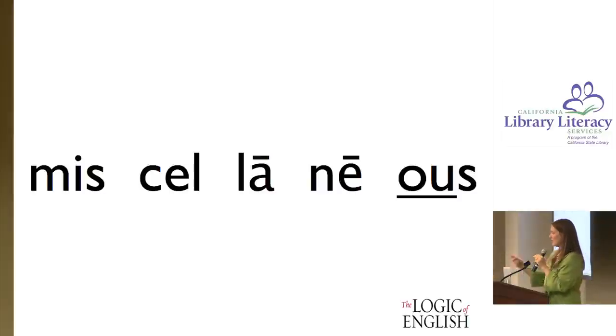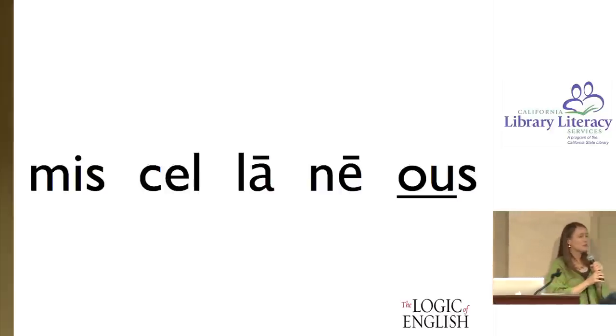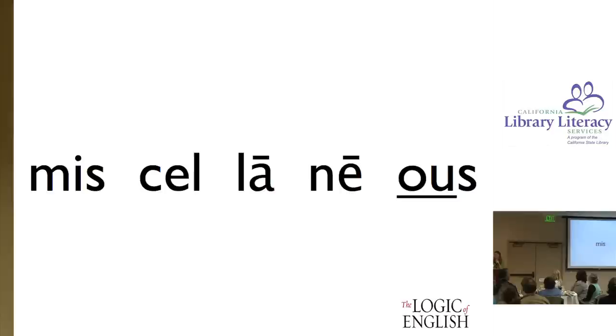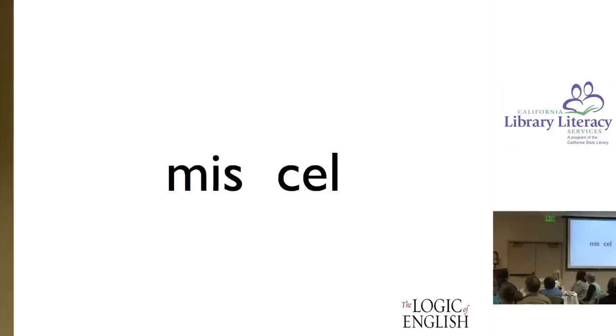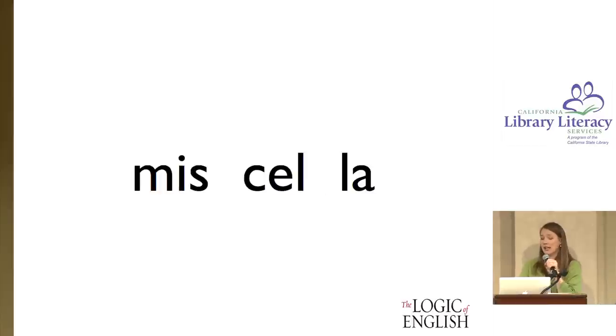And if you need a hint, maybe I can give you one. It's the OU. I usually would show students. I don't make them guess when they're doing this process. Go ahead and write it if you haven't. And then let's sound it out together. Miss. M, i, s, sell. S, e, l. Lay, l, a.